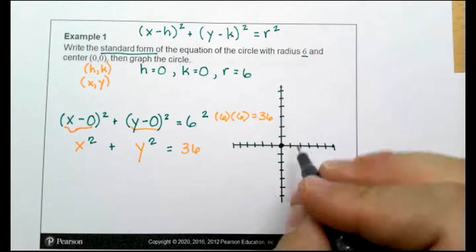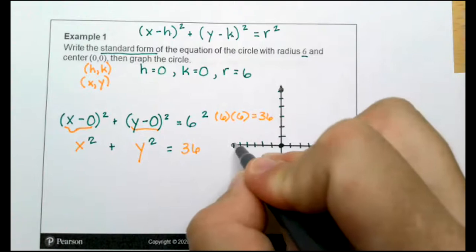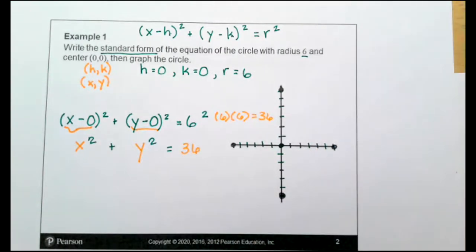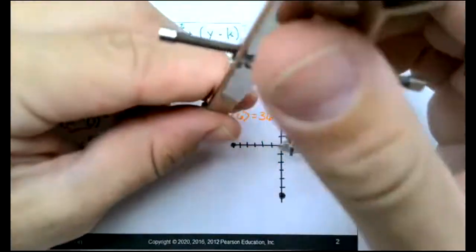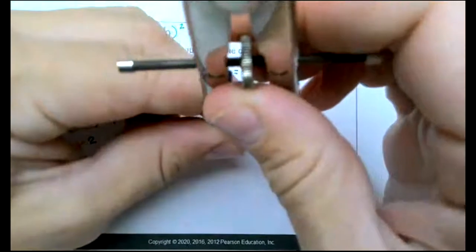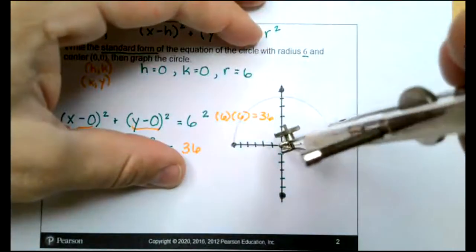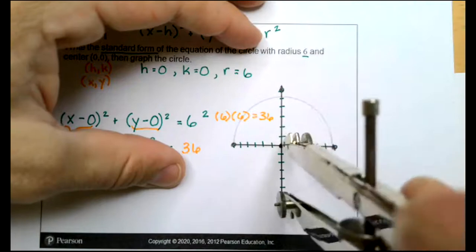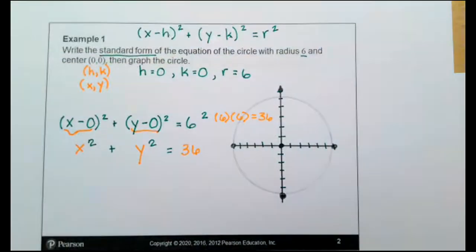So my points on my circle are here, here, here, and here. And then I'm just going to connect those points, and it will be as though the radius is everywhere. They're not touching perfectly because I didn't space them perfectly on my hand-drawn graph. But it should look something like that.